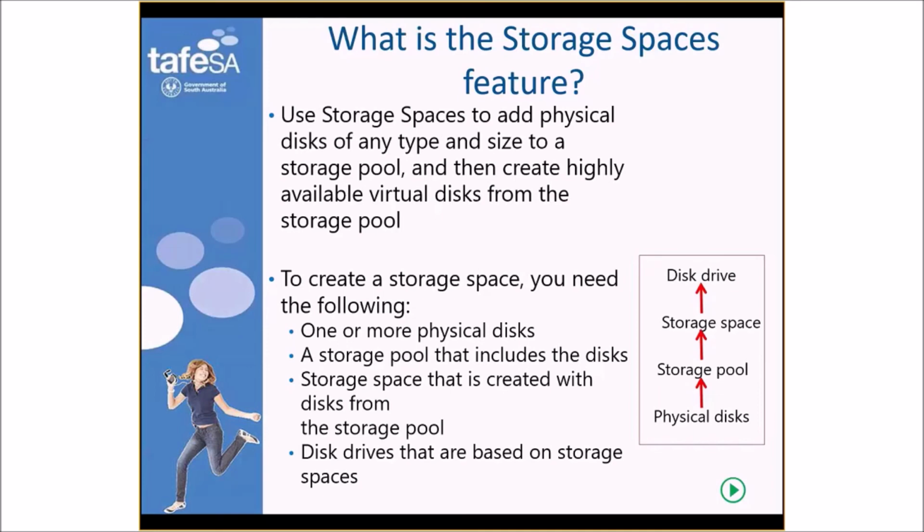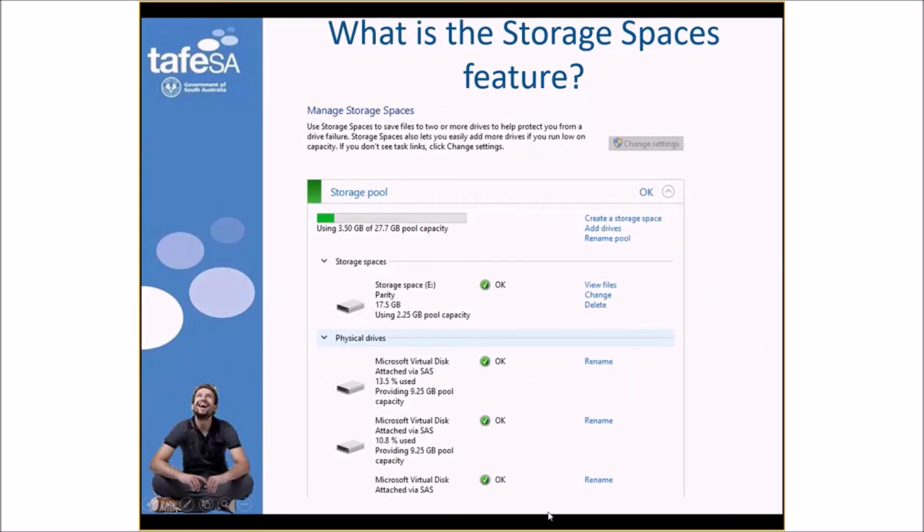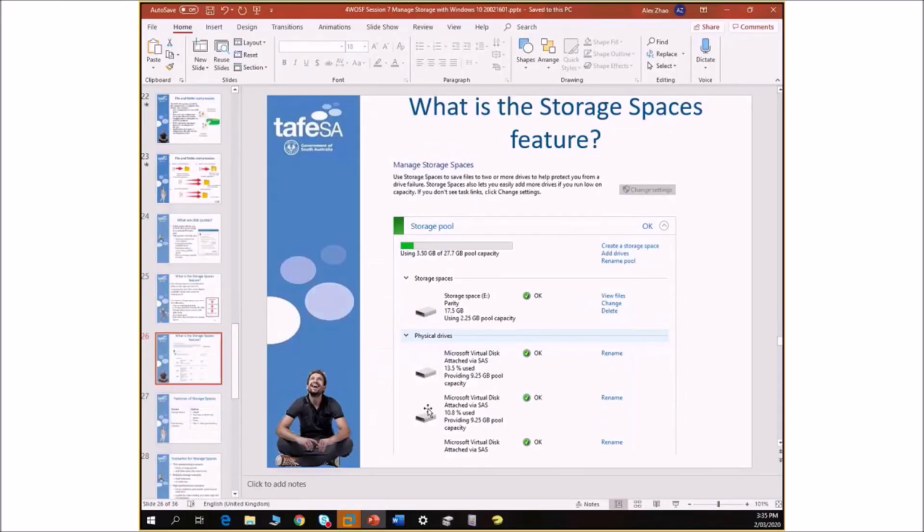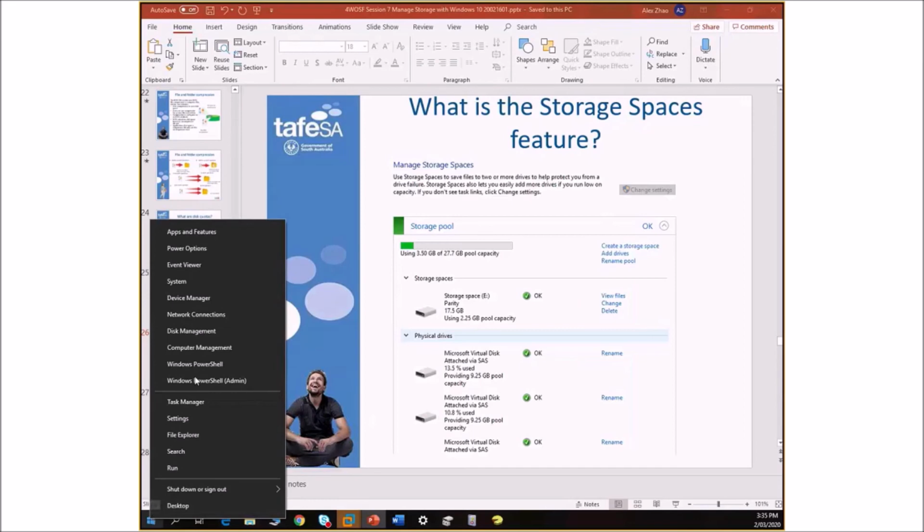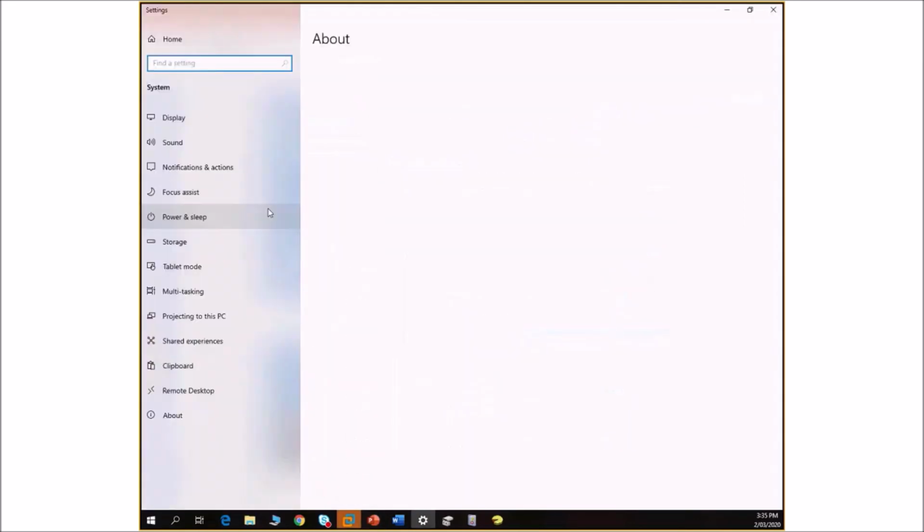With storage spaces, we add physical disks of any type and size to a storage pool, and then create highly available virtual disks from the storage pool. To create a storage space, you need the following: one or more physical disks, a storage pool that includes the disks, storage spaces from the pool, and disk drives based on the storage pool. And if you're wondering how we do it, we'll learn more, like I said, in the server subject.